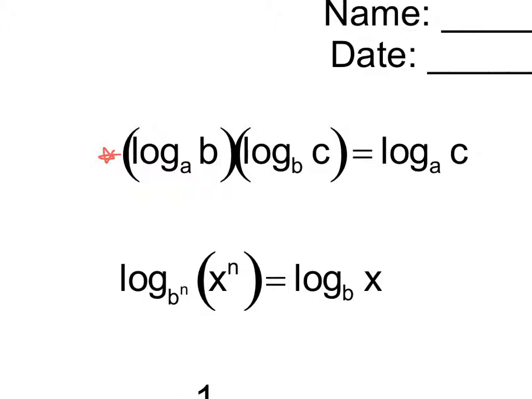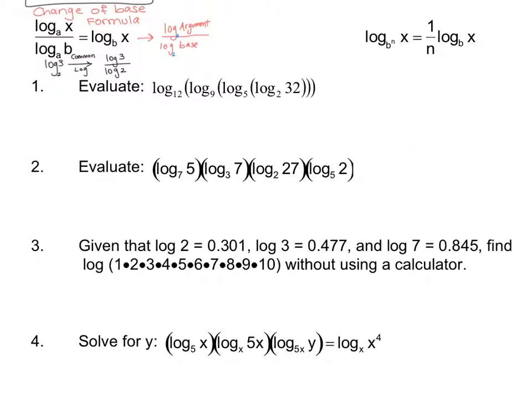So look over here. Log base a of b. What is the argument? B. And look at the other one. Log base b of c. What is the base? B. Do you see how the argument of this one matches up with the base of the log? So they cancel each other, and what are you left with? Log base a of c. So if the argument and the base of the log that comes after it match up, you can actually cancel those, and you end up with log base a of c. Does that make sense?